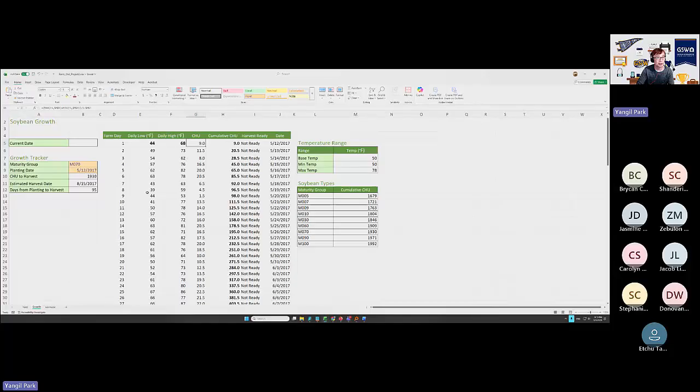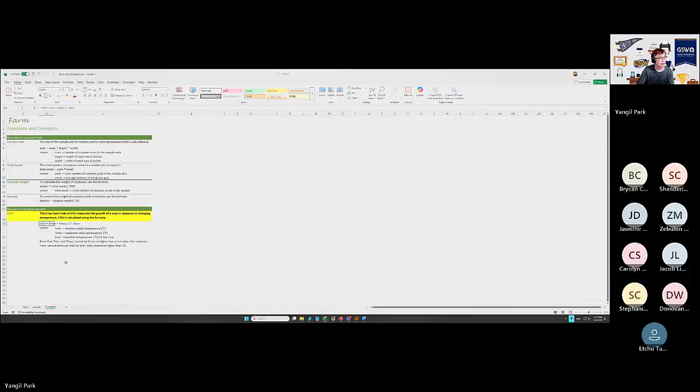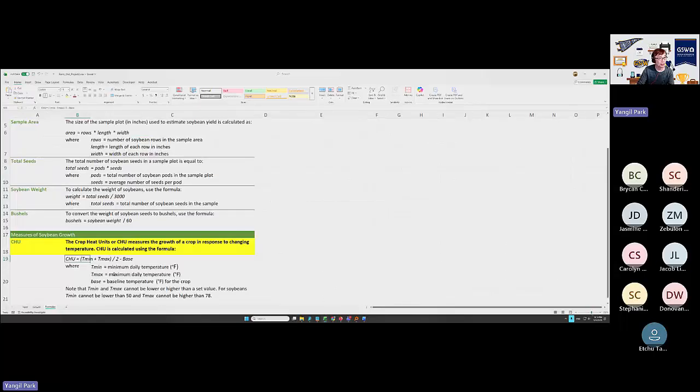So CHU, that's the measurement they came up with. That's the crop heat units. What they call a CHU measures the growth of the crop in response to the changing temperature. It's about making a perfect timing, so that they can have a harvest depending on the temperature, of course. So that's what they're trying to do.